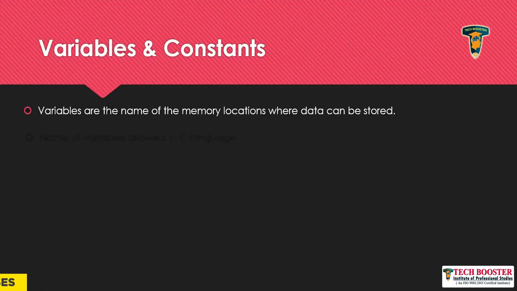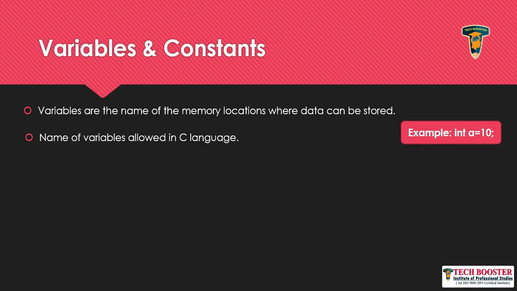And now we need to understand how to name a variable. Here you can see this is an example: int a equals 10. Here a is my variable which is holding an integer 10. So how to name your variable? In this case I have named it a, but there are certain rules set by the C language by which you can name your variable.